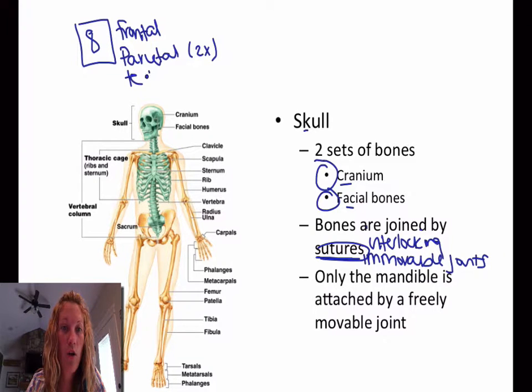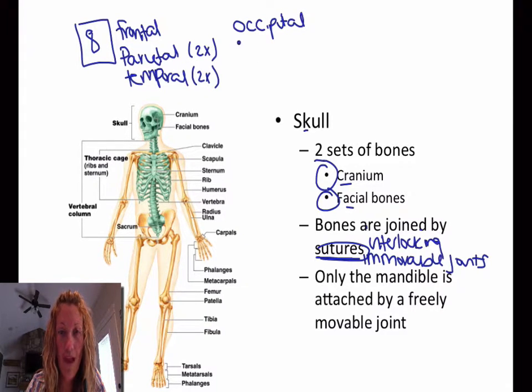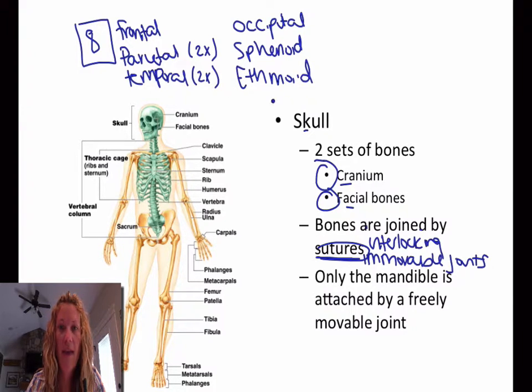The temporal bone, and there's 2 of those as well. Okay. Then we have the occipital bone. We have the sphenoid, and the ethmoid bone. Okay, let's make sure: 3, 6, 7, 8, perfect.